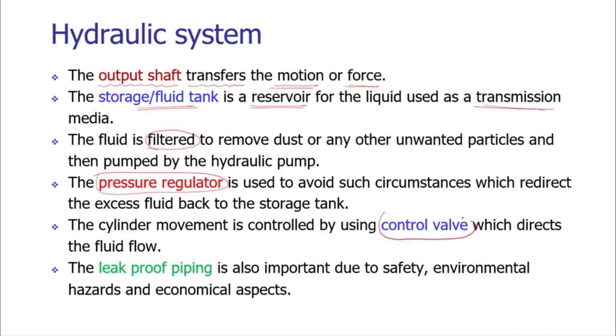There is a control wall, and that control wall is controlling the direction of fluid flow inside the system. In addition to the controlling elements, we also need the transportation elements, and these are the piping. The pipings must be leak proof to have the high efficiency of the hydraulic system. The pipings should be leak proof to have the safer operation and less environmental hazards.